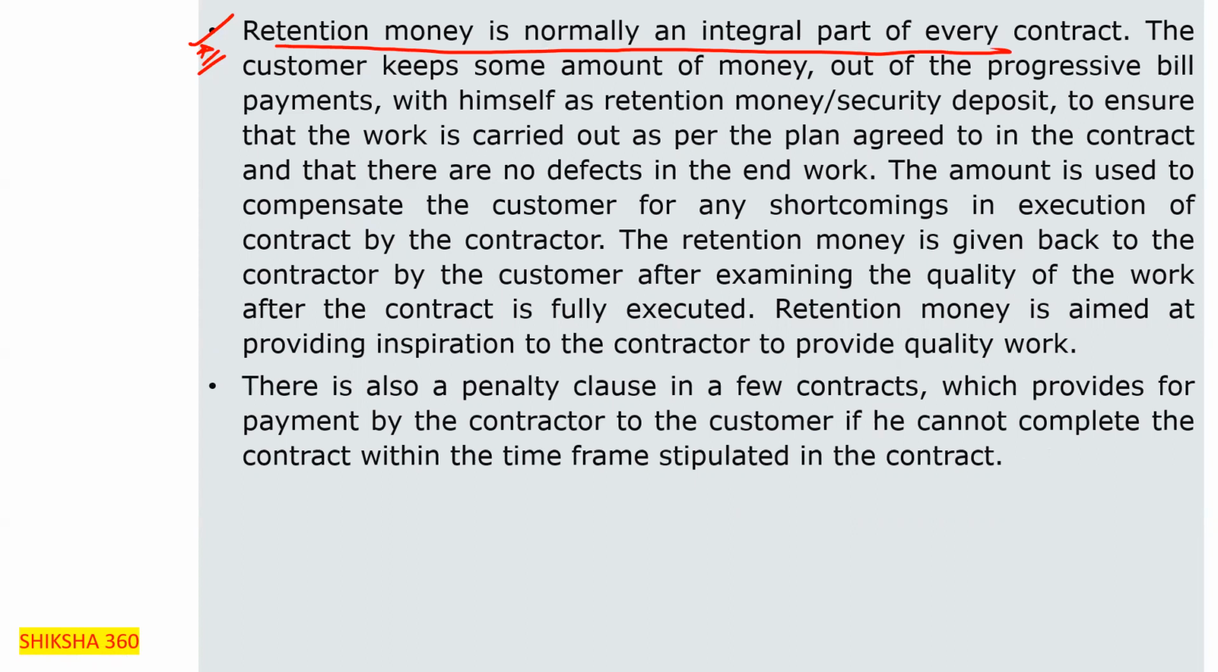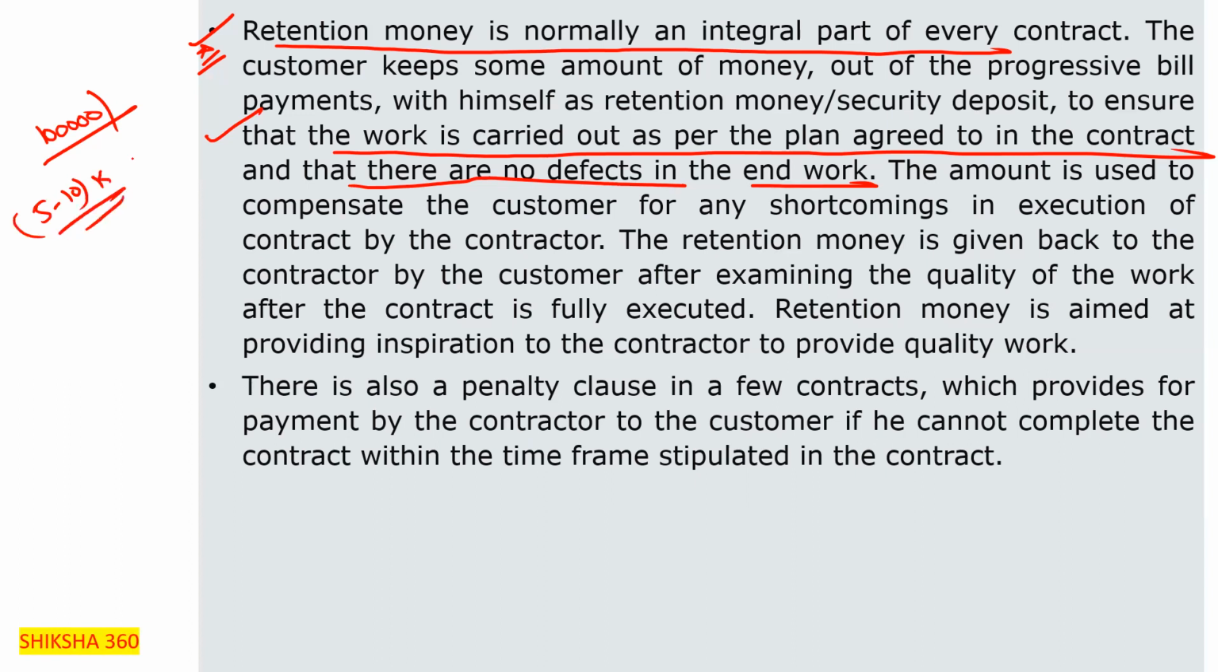So here what they will do is the customer keeps some amount out of the progressive bill payments as retention money or security deposit, to ensure that the work is carried out as per the plan agreed in the contract and that there are no defects in the end work. Like if they are giving 1 lakh, 5 to 10,000 they will keep in their hands and give at the end of the work.